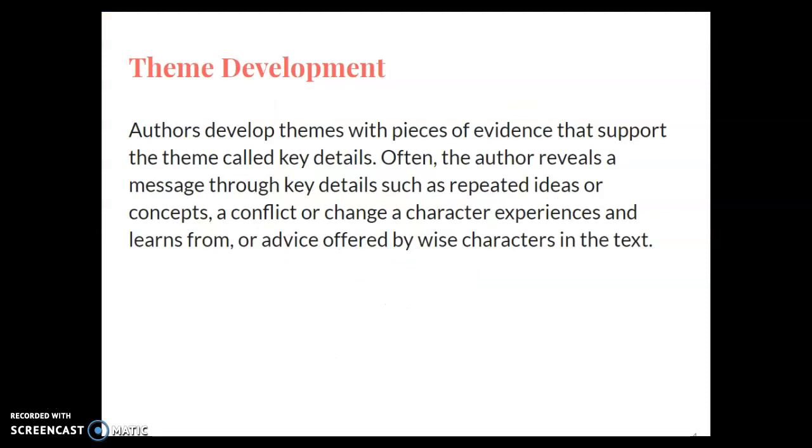Now, authors develop themes with pieces of evidence that support the theme called key details. And often the author reveals a message through key details, such as represented ideas, concepts, a conflict, or a change a character experiences and learns from, or advice offered by wise characters in the text.